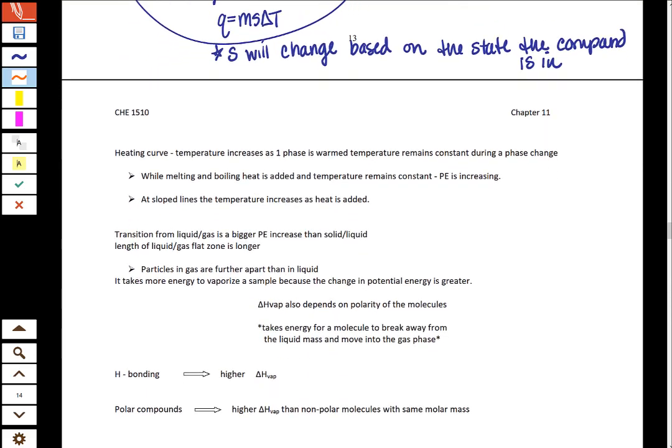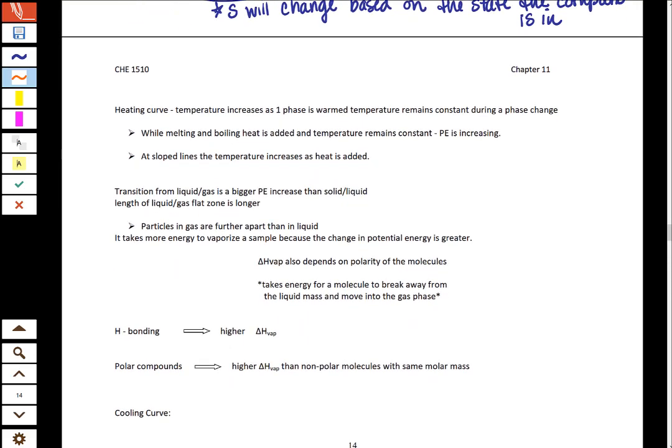So what we're seeing in our heating curve is that our temperature increases as a particular phase is warmed, and then during that phase change, the temperature is constant. So we have a constant T.